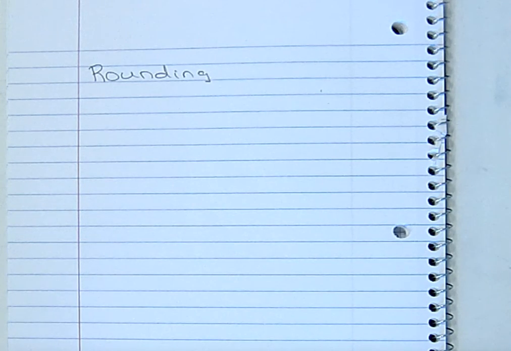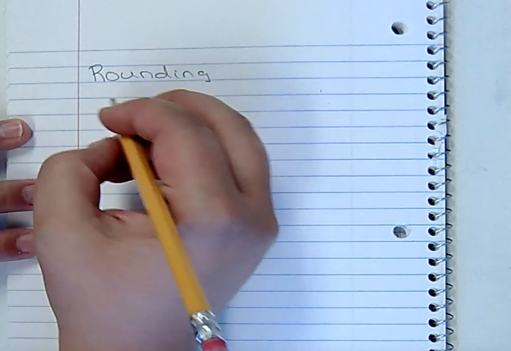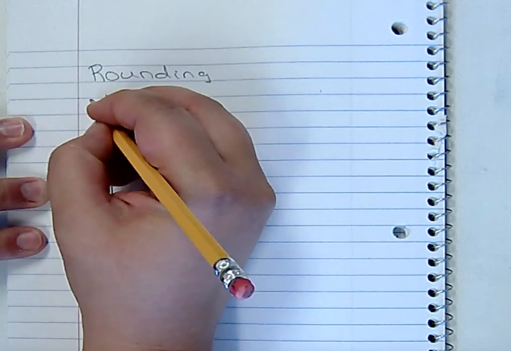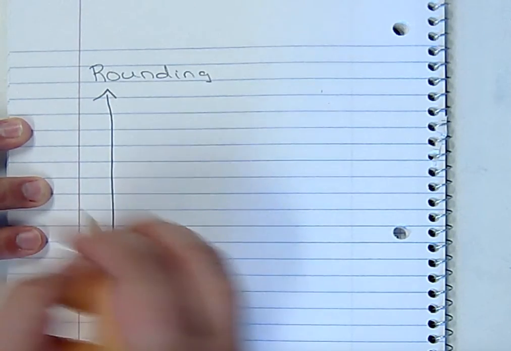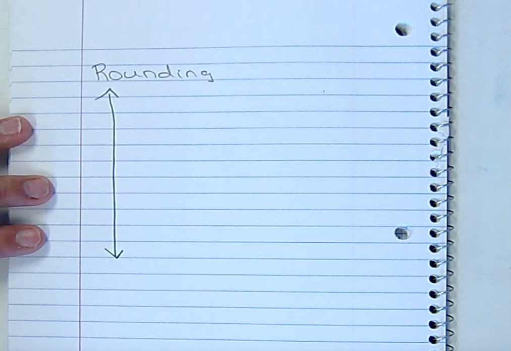The strategy that we're going to be using tonight for homework and also for another couple of weeks in class is using a vertical number line. Now, a vertical number line is exactly what it sounds like. It's just a number line that points up and down. The purpose of a vertical number line is to have a visual representation of our rounding. It helps to make a little bit more sense.